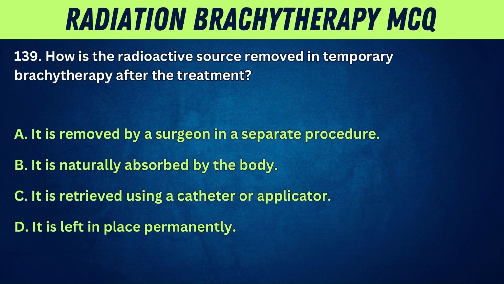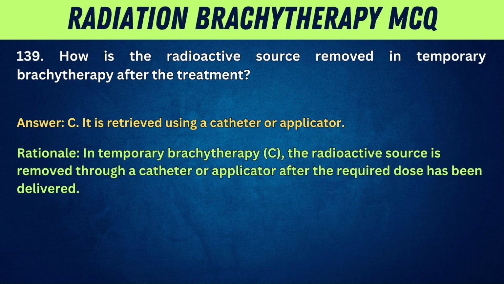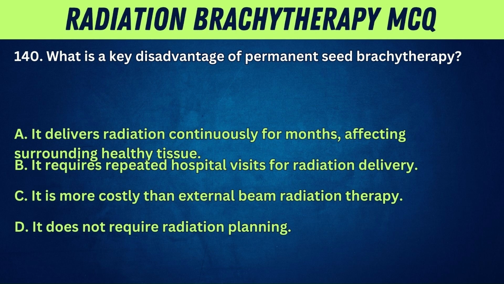139. How is the radioactive source removed in temporary brachytherapy after the treatment? A. It is removed by a surgeon in a separate procedure. B. It is naturally absorbed by the body. C. It is retrieved using a catheter or applicator. D. It is left in place permanently. Answer: C. It is retrieved using a catheter or applicator. Rationale: in temporary brachytherapy, C, the radioactive source is removed through a catheter or applicator after the required dose has been delivered.